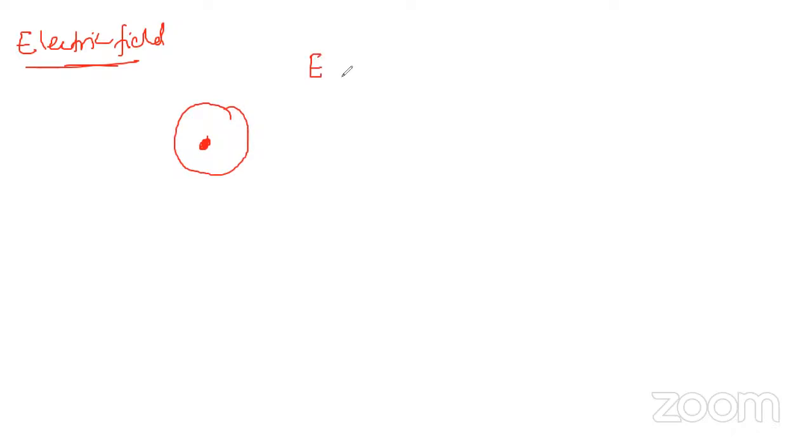So the intensity of electric field at a point in the field is defined as the force experienced by a unit positive charge. Force experienced by a unit positive charge is equal to F by Q. F is the force, which we measure in Newtons, and Q is the charge, which we measure in Coulombs. So Newton per Coulomb is the unit of intensity of electric field.